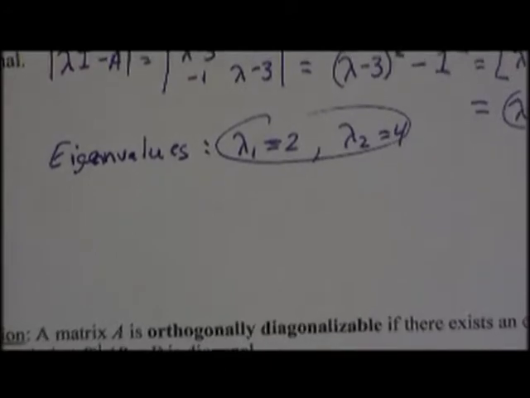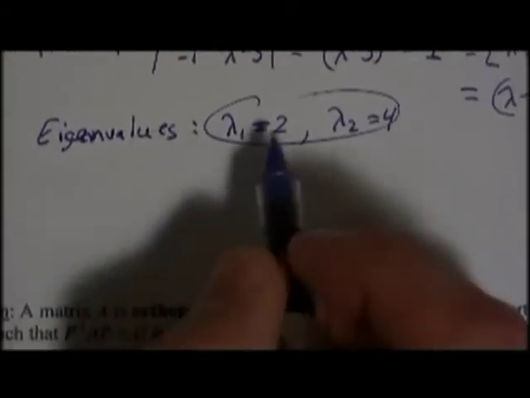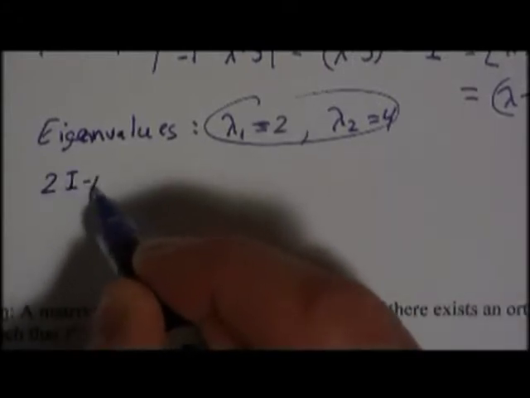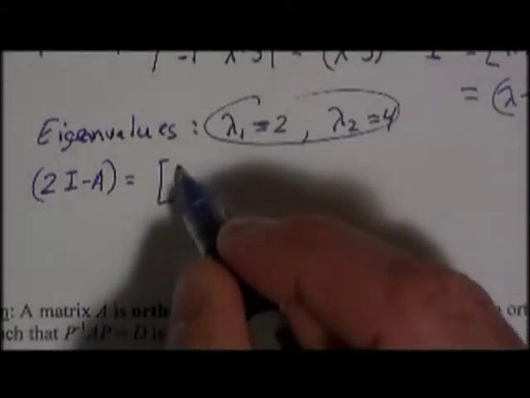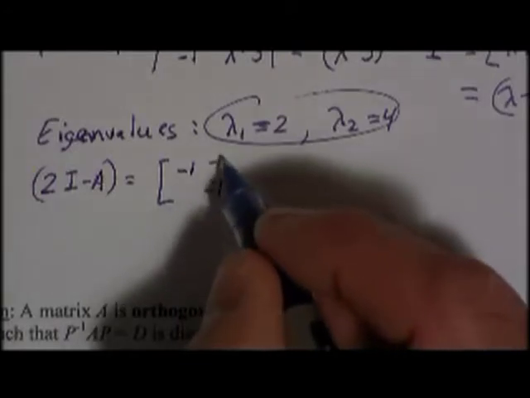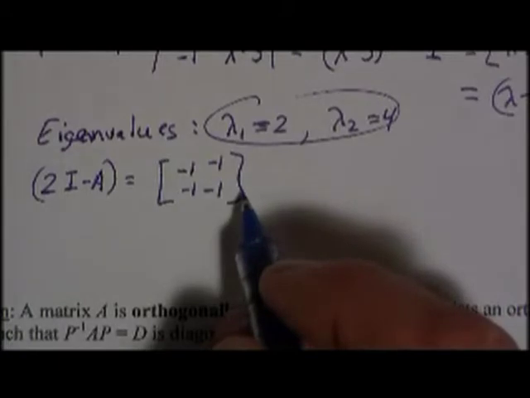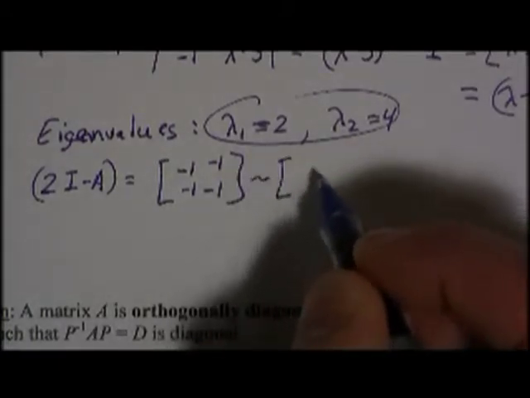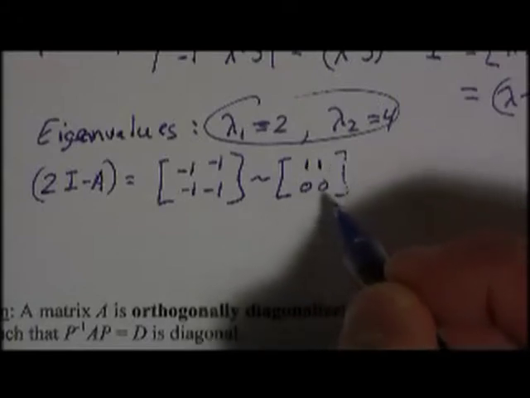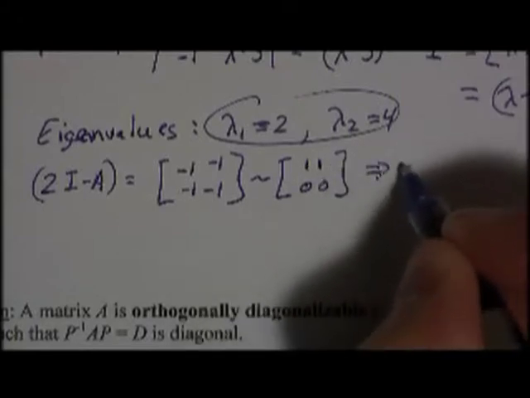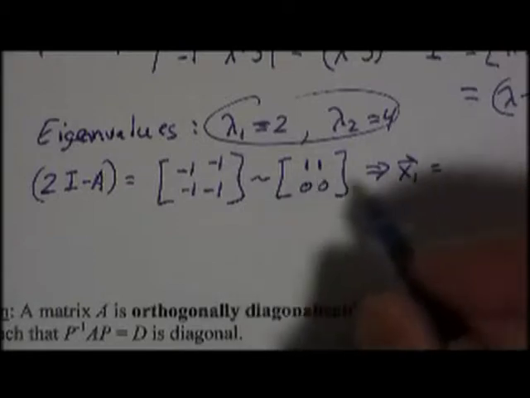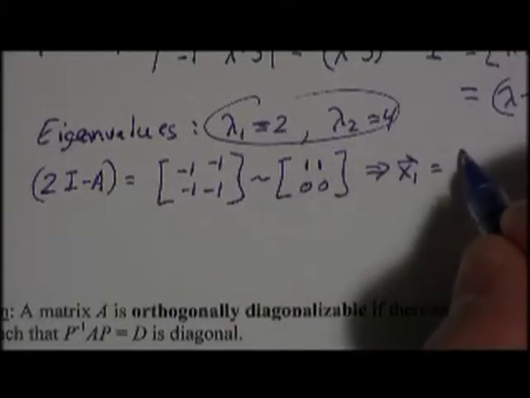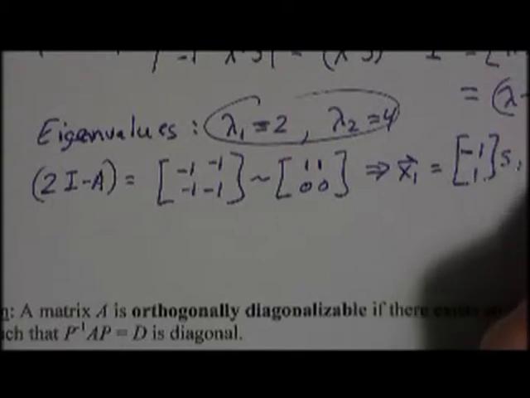Alright, so let's find the eigenvectors for those guys. So let's take 2I minus A. So 2 minus 3 down the main diagonal would be minus 1, minus 1. 0 minus the other ones gives me minus 1. We reduce that, and you should get 1, 1 in the top row, 0, 0 in the bottom row. So we think about what eigenvector we would get here. x2 would be free, so x1 would be negative x2, so we get negative 1, positive 1 times some free variable s that's not equal to 0.